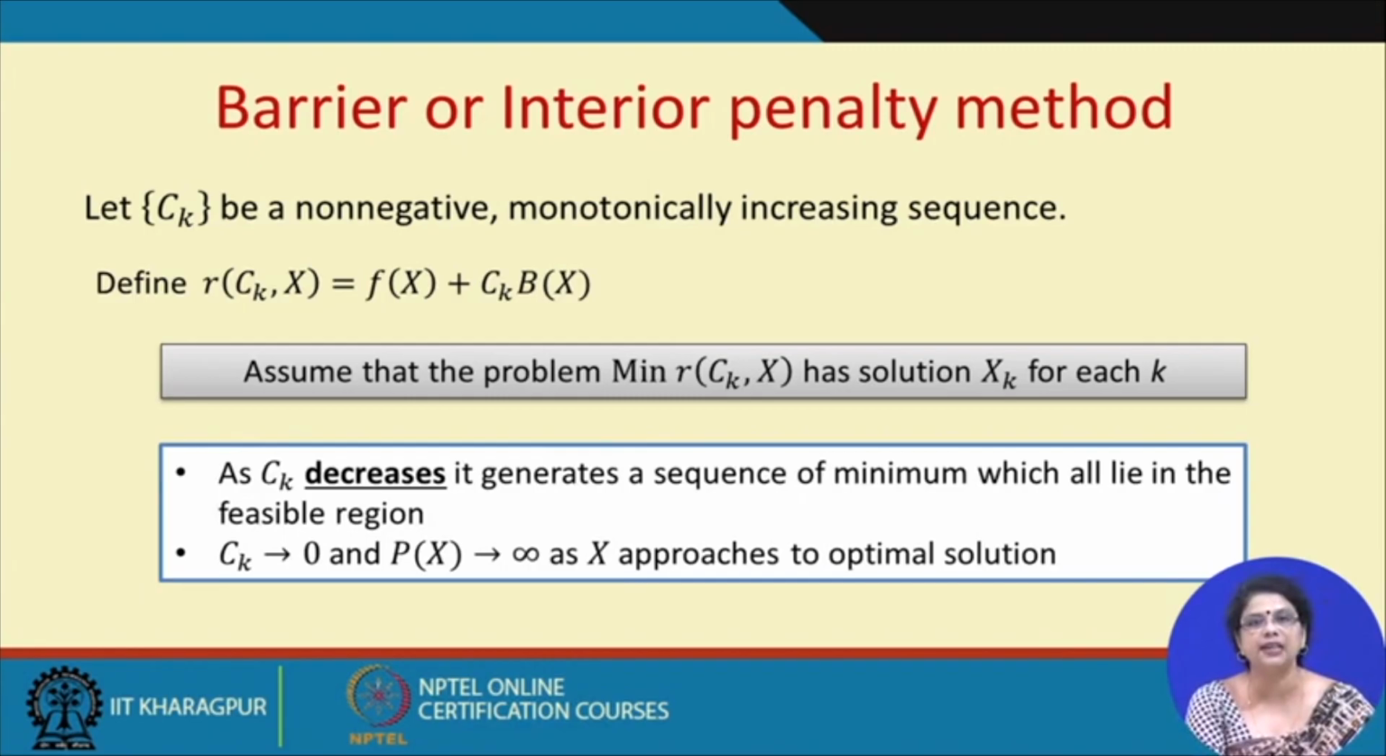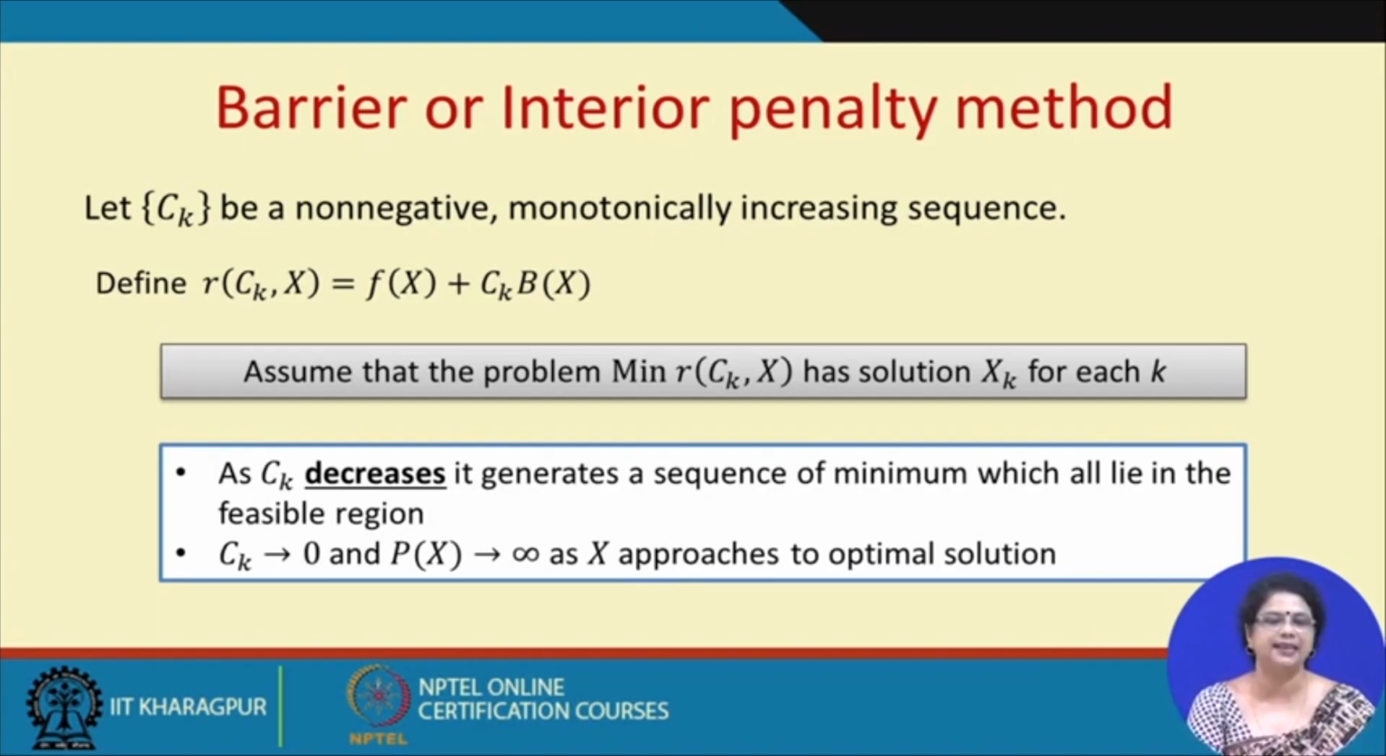Otherwise, if Ck tends to 0, we will see the barrier function will tend to infinity, because if Gx is equal to 5 minus x less than or equal to 0, then 1 by Gx at x equal to 5 is infinity. That is why this barrier function, that is not Px, that is Bx, will go to infinity if x approaches the optimal solution. That is the understanding.